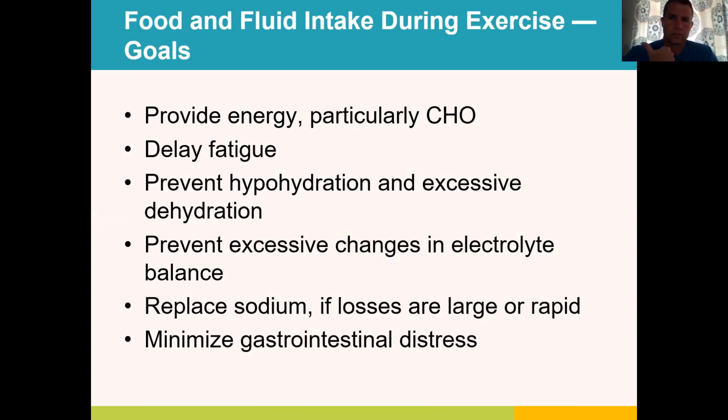Again, you want to take in during exercise things that will provide energy. So again, Gatorades and things like that have sugars in them, so you get carbs. Things that'll delay your fatigue, prevent hypohydration, excessive dehydration, prevent excessive changes in electrolyte balance, and replace sodium. So again, that's why getting the goos and water, getting Powerade and Gatorade and all those other things, they work well. Gatorade's very sweet, so when you drink it, you want to drink more and more. That helps out in that regard.